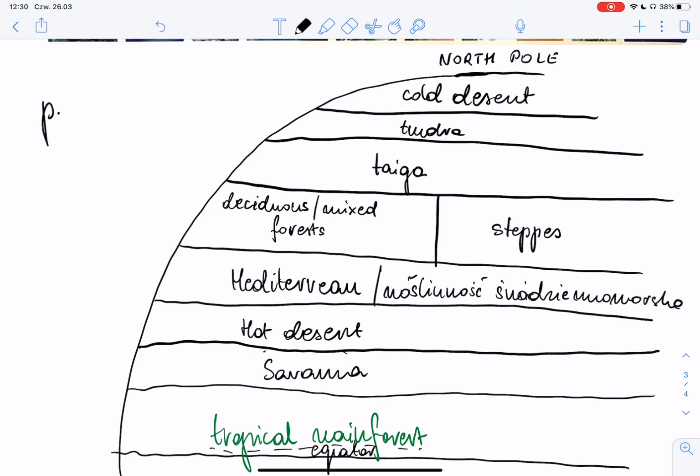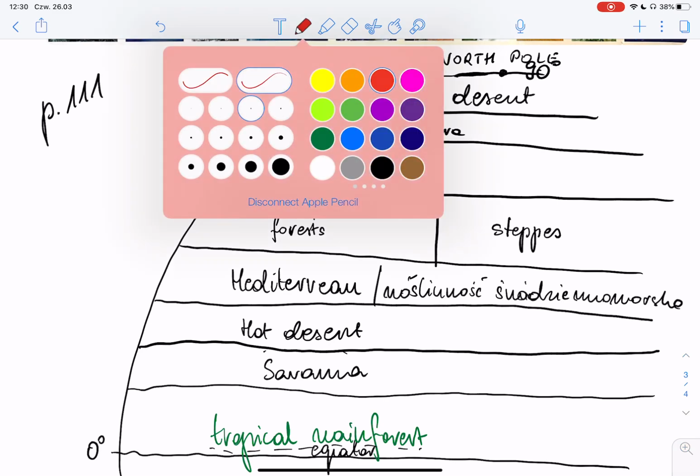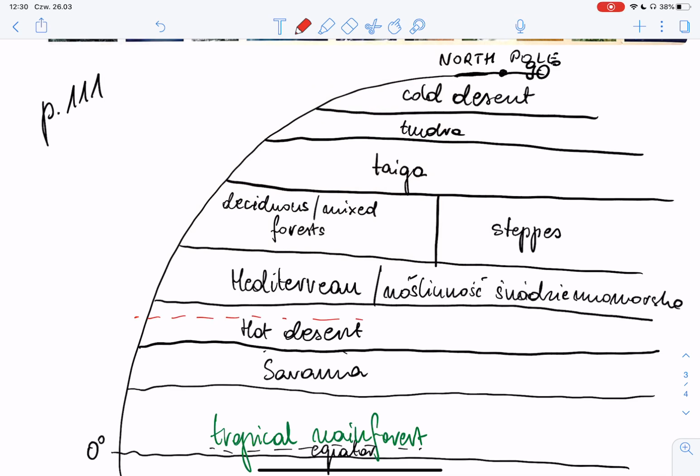And guys, you have this diagram. I'd like you to take a look on page 111. It's the same. But guys, there is something interesting in this map. We think that the more to the south, the closer to the equator, the warmer it should be, right? That would make sense on one hand. But it turns out that on the globe, the warmest zone is close to the tropics.